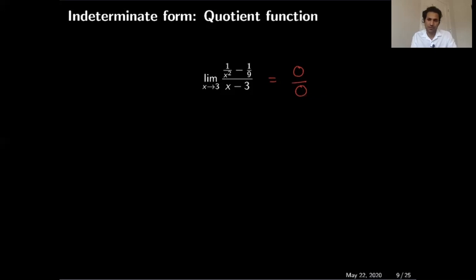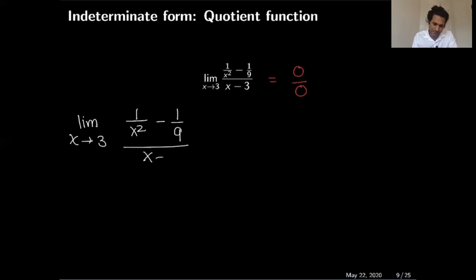So when we have a quotient function, how to simplify it is you use the same denominator technique. You try to make the same denominator and then add or subtract these rational functions. So this is how we will begin. Limit x approaches 3 of 1 over x square minus 1 over 9, divided by x minus 3.